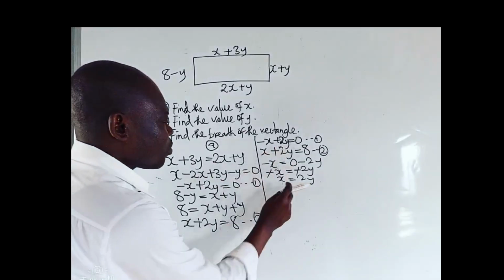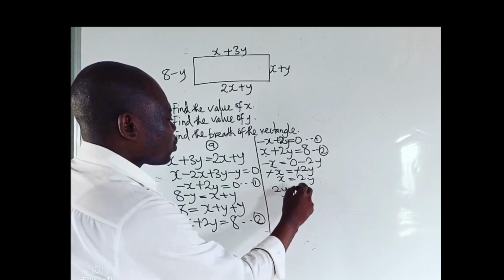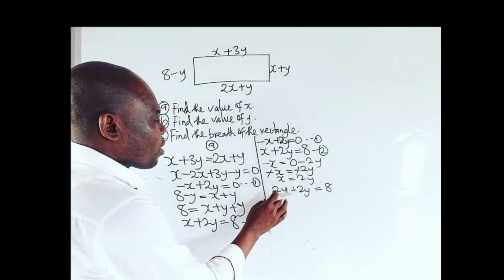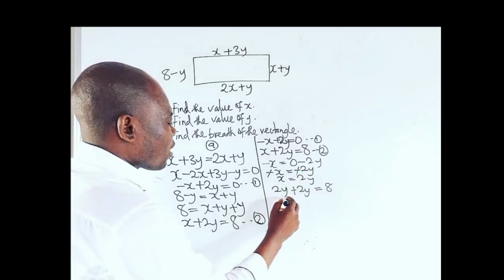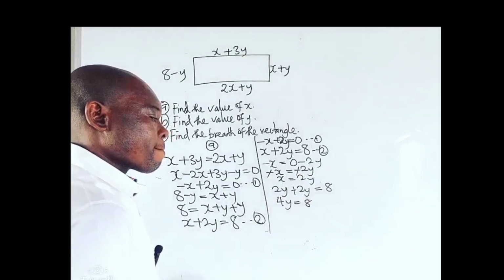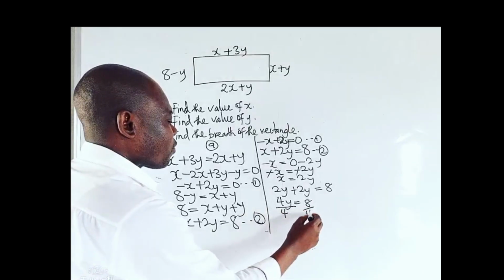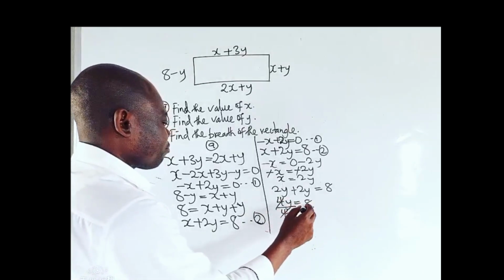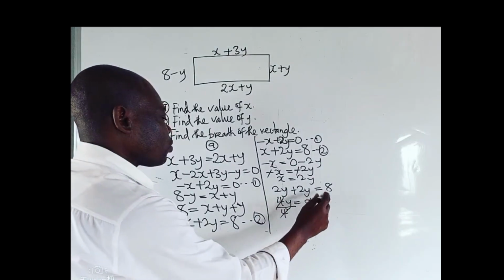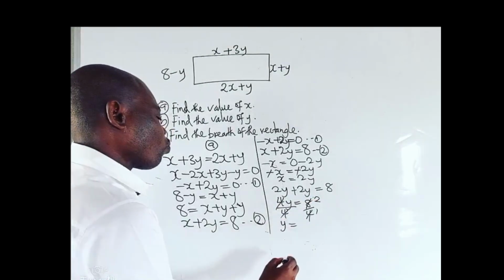Anywhere we see x, we put this. So from this now, we have 2y plus 2y equals 8, with x here being 2y. So we have 4y equals 8. Okay, and then we divide by 4. This and this go, and then 8 divided by 4 is 2. So our y is equal to 2.